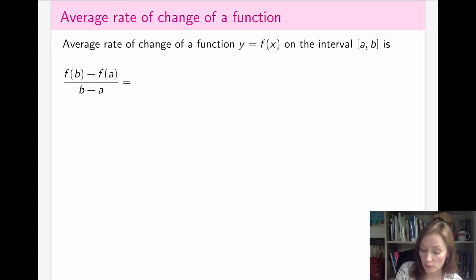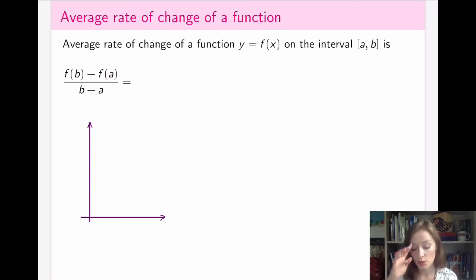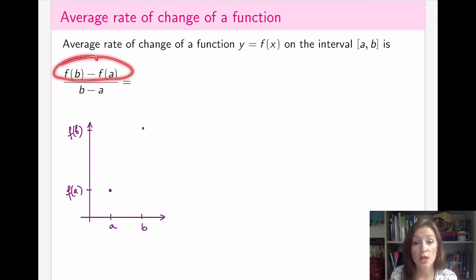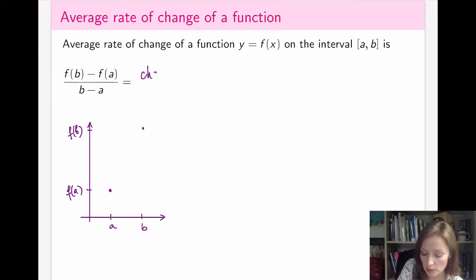So what we have before is we're computing in between two different points. So let's just make a really quick sketch to give us some geometric intuition. So the average change on the interval from A to B. So let's say this is A and this is B, and my function value at A is here, and at B, let's say here. So when I'm computing the average, all I'm computing is the change in y over the change in x. So let's write that down. Change in y over the change in x.